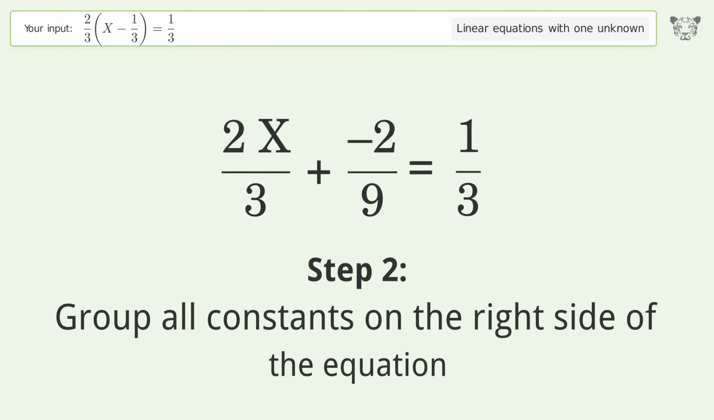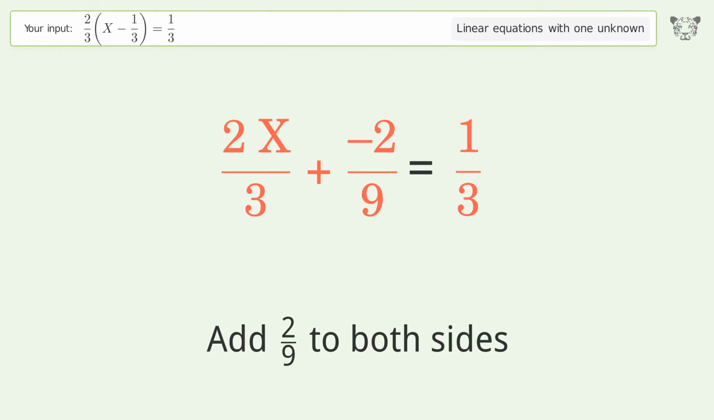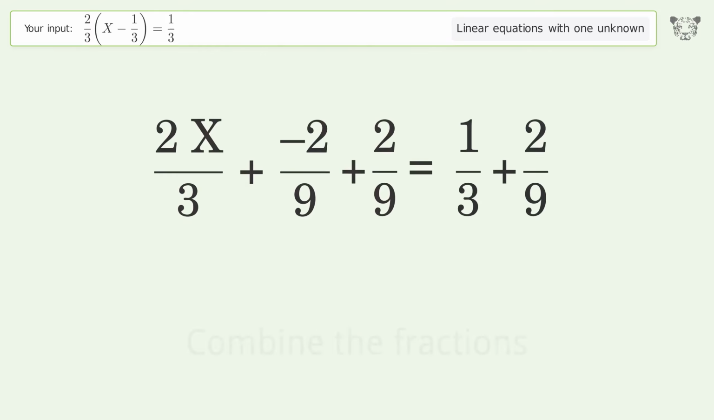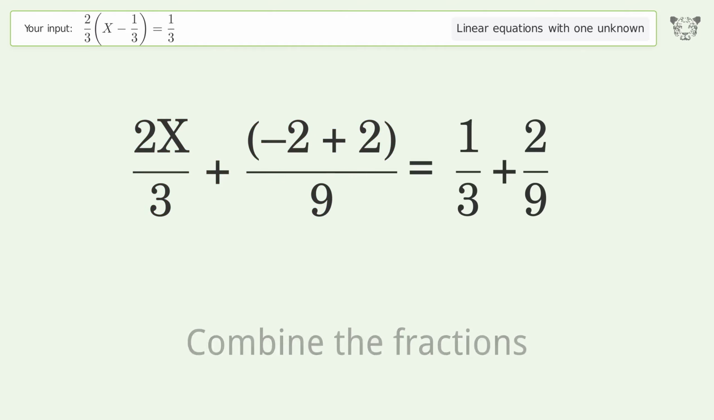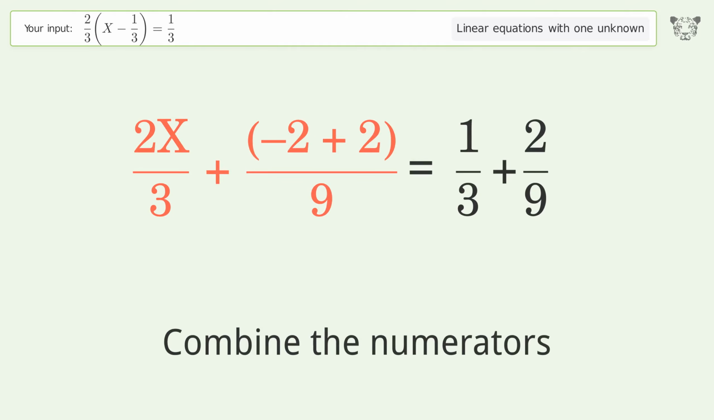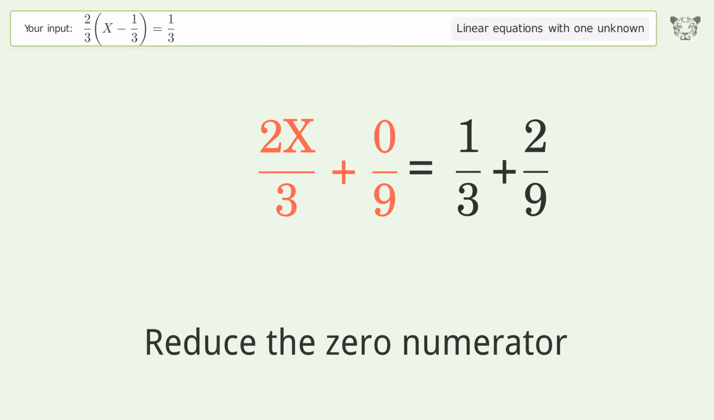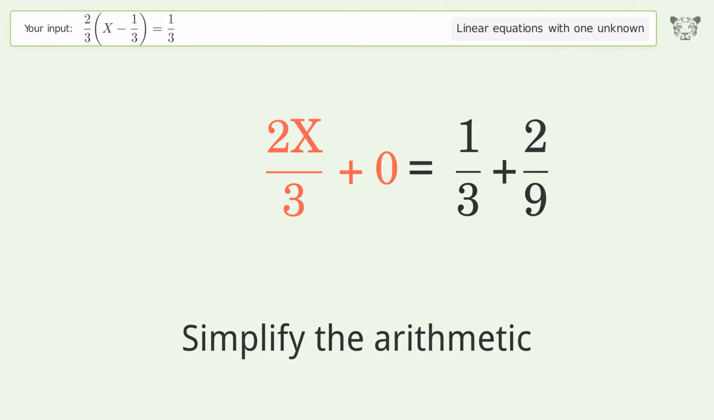Group all constants on the right side of the equation. Add 2/9 to both sides. Combine the fractions. Combine the numerators. Reduce the zero numerator. Simplify the arithmetic.